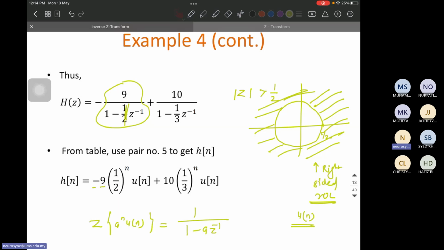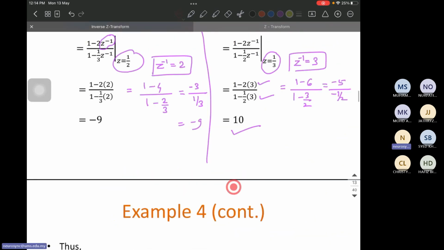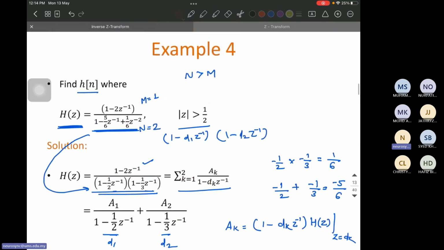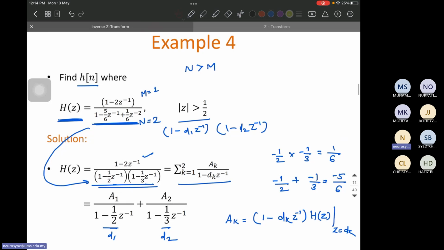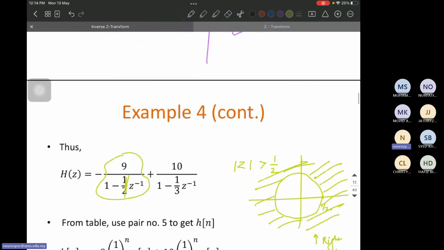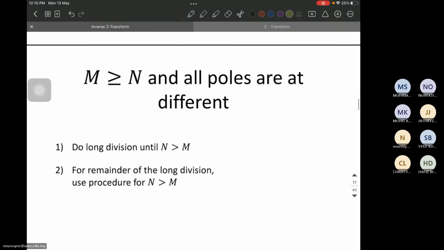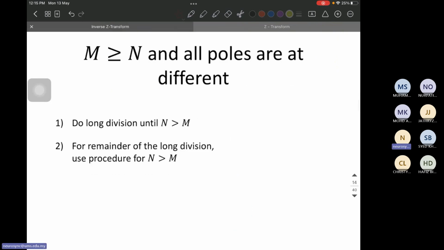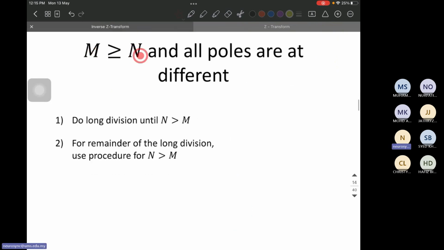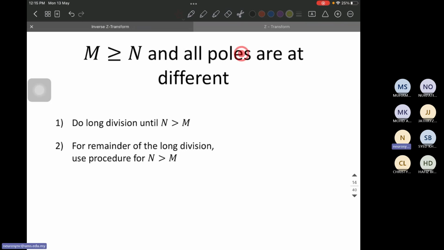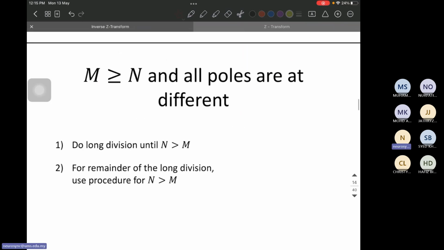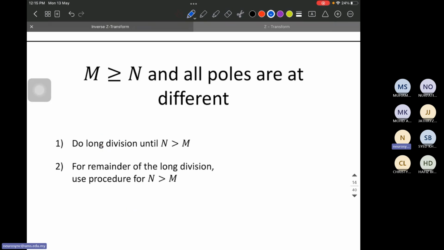So like this, we should find the z inverse for such polynomial. This is the first case we have worked out. Now we will take the second case. The second case is where m is greater than or equal to n and all poles are at different locations. This is case number 2.